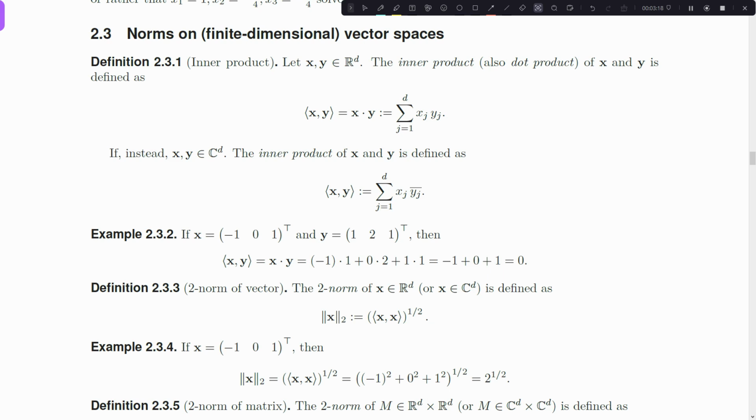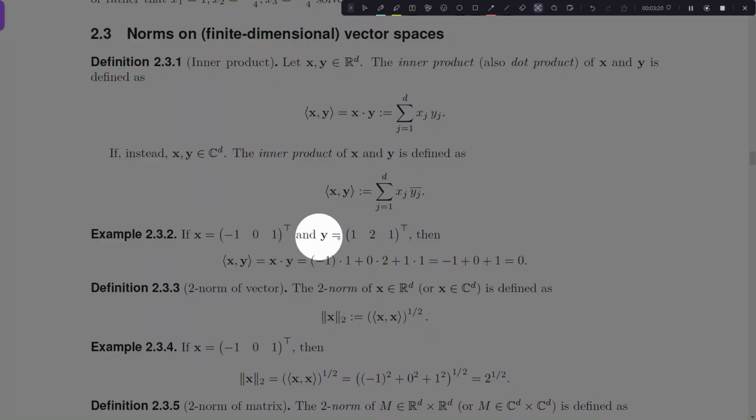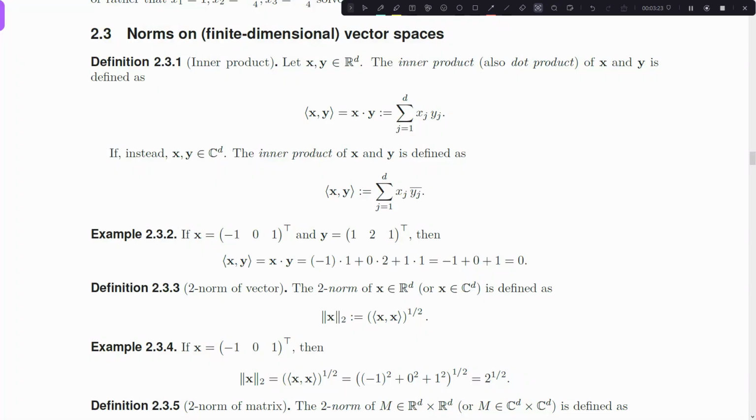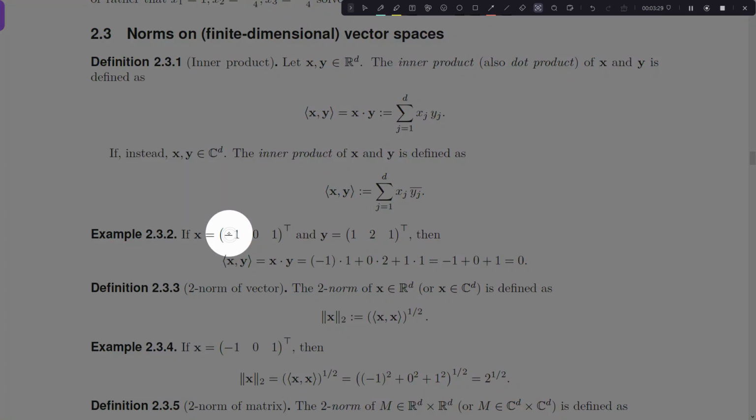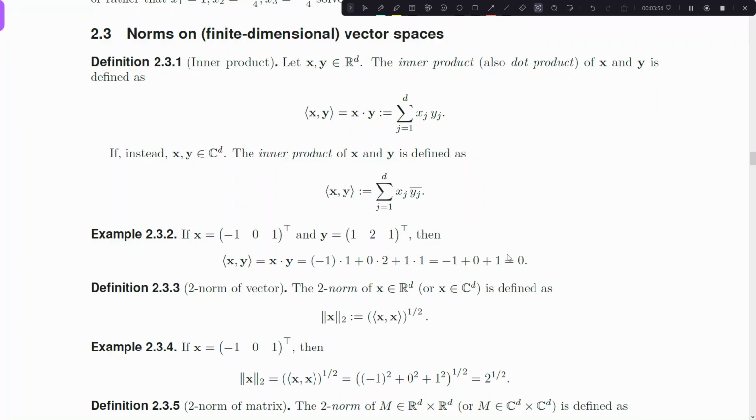So let's take an example. This is an example without complex numbers, because a lot of the time in this course we won't be using complex numbers until we have to. But let's look at x being the vector (-1, 0, 1). I put a transpose there so you know that this is in fact a column vector. And y is the vector (1, 2, 1) transposed. And then we can take their dot product. It should just be -1 times 1, 0 times 2, 1 times 1. And that's exactly what we see. We add those together, we get 0. It turns out they're orthogonal in this case, if you remember what that definition was. But there's an example of taking a dot product.